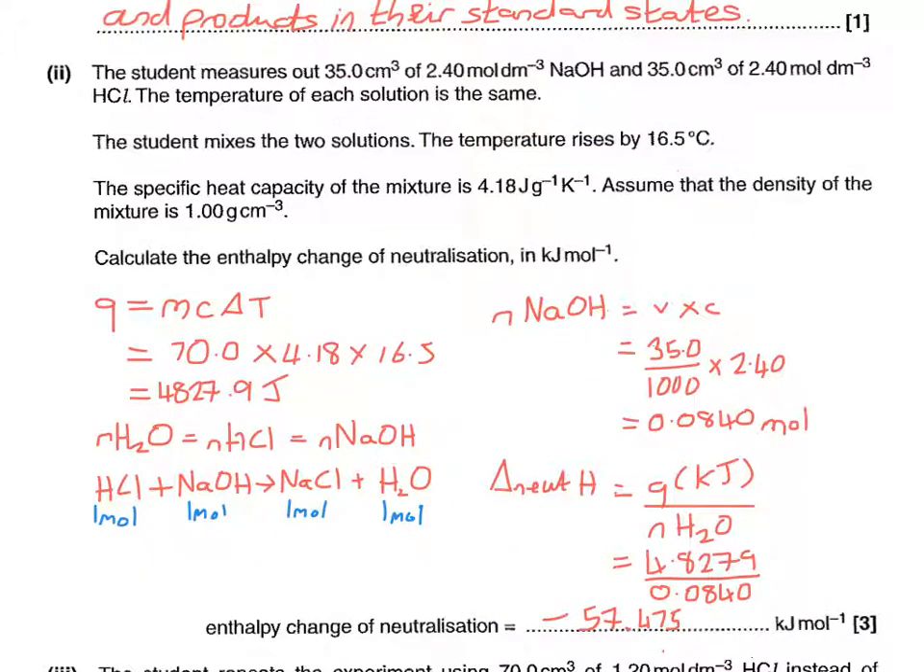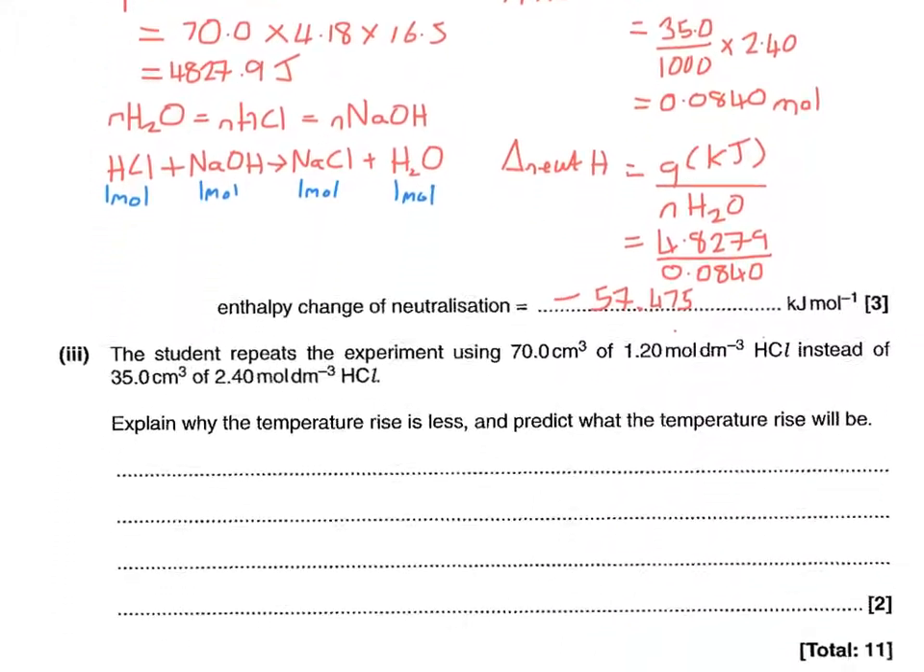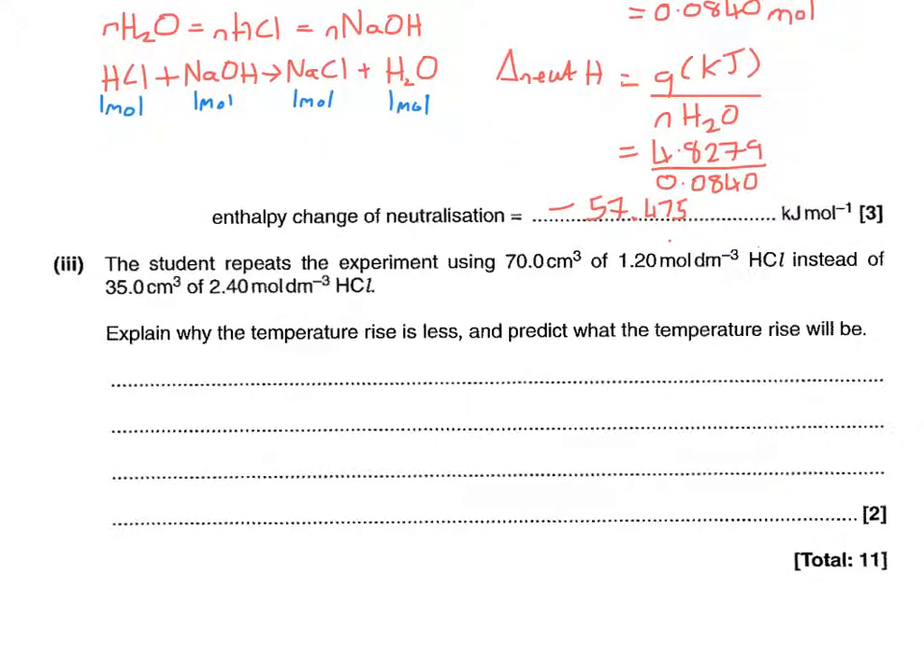So let's do the next bit of the question now. I'll just move the page down slightly. And it says the student repeats the experiment using 70 cm³ of 1.20 mol dm⁻³ HCl instead of 35.0 cm³ of 2.40 mol dm⁻³ HCl. So the first thing to check is how the new quantity of HCl compares to the old quantity of HCl. A quick check mathematically and you'll be able to see that it's the same amount. You probably wouldn't have had to do a calculation here because you can see it's double the volume and half the concentration, so the moles remain the same.